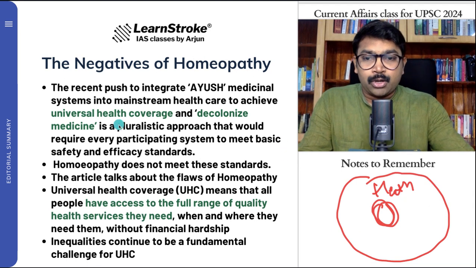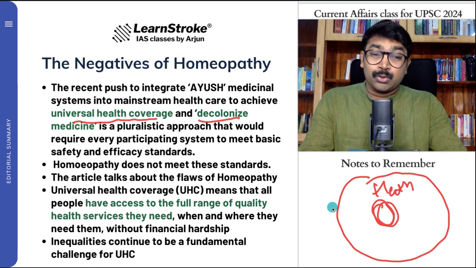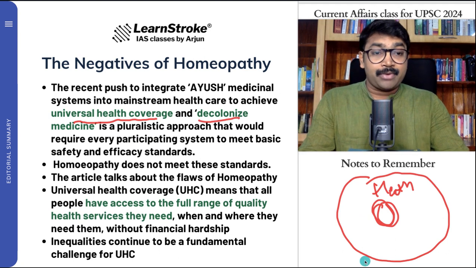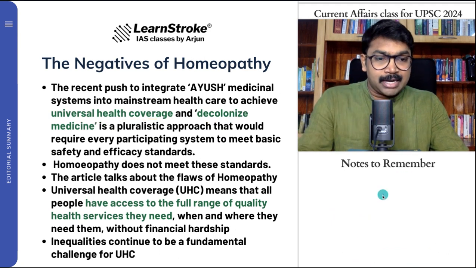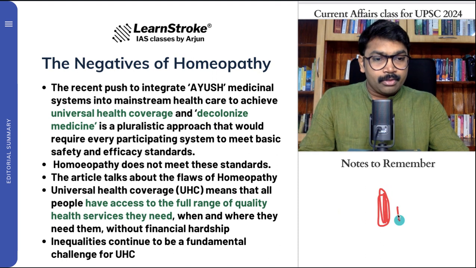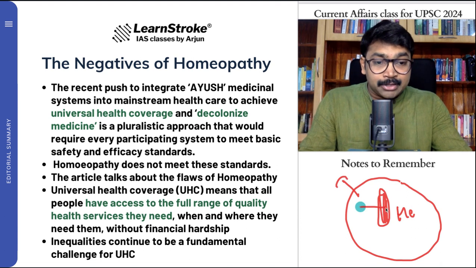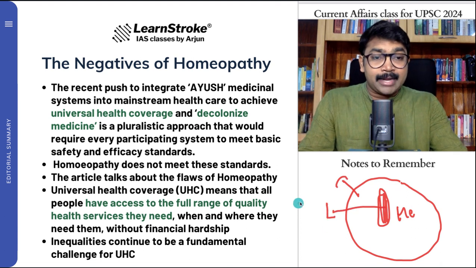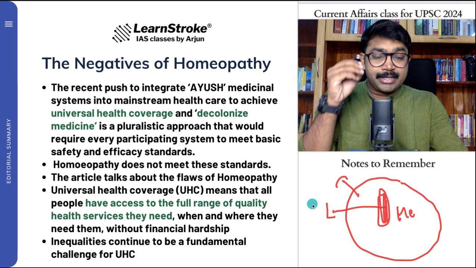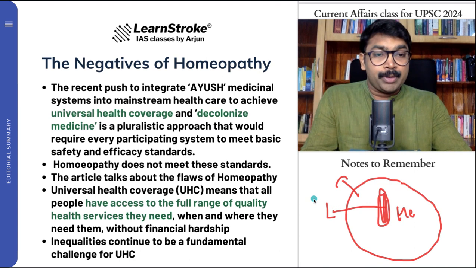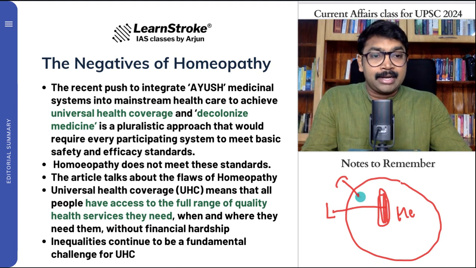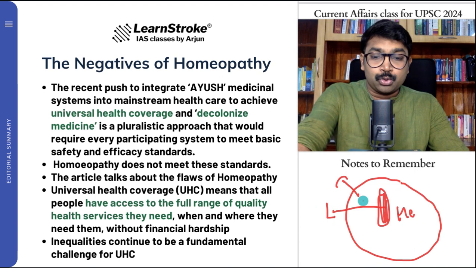And in this concept, also understand what is UHC or universal health coverage, and what do you mean by decolonizing medicine. So it's an academic concept. What is decolonization of academics? So basically understand, this is the health, and all systems of health are trying to be integrated, and Ayush has been integrated. And in this concept, the editorials say that homeopathy is not worth including in this because homeopathy's efficacy in clinical trials is very low. So this is what we have to discuss.